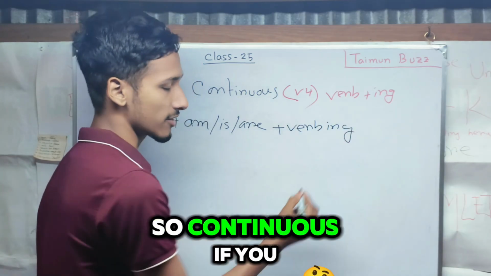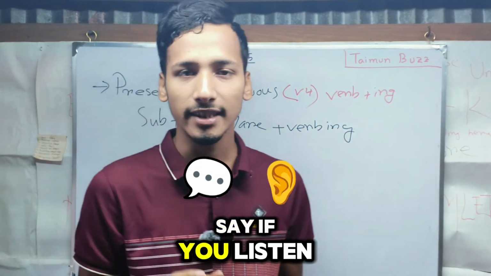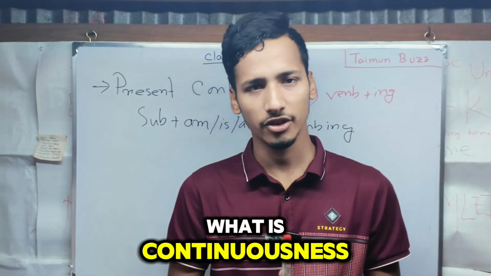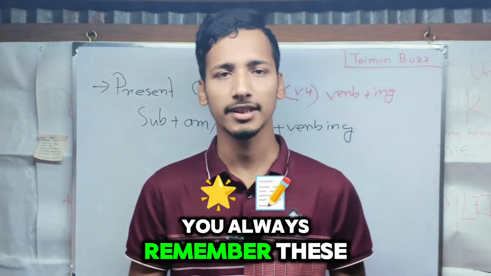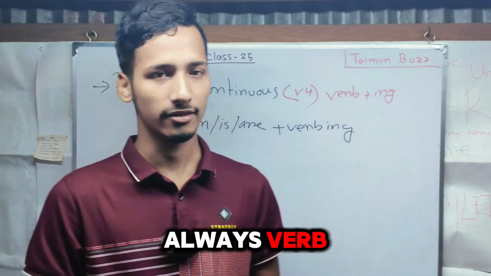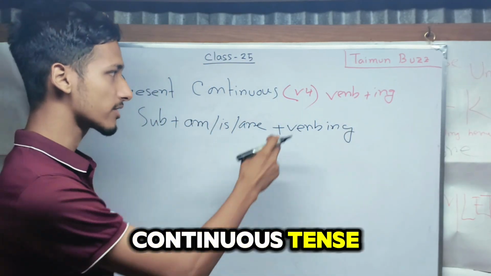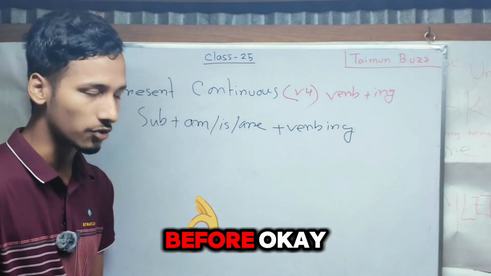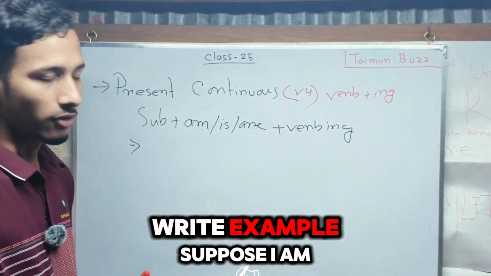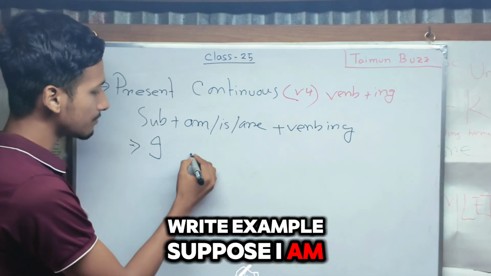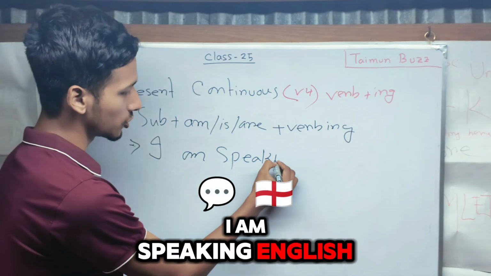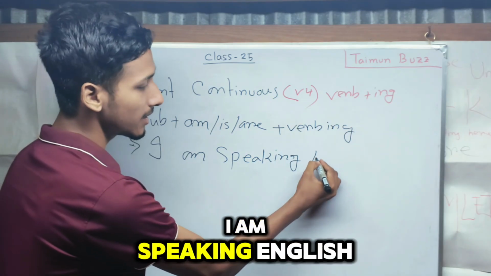So continuous. If anyone asks you, brother, what is continuous tense, always remember that continuous means always verb ing. In the continuous tense, you can see the V form, V4. Now if I write an example, suppose I am speaking English. I am speaking English.